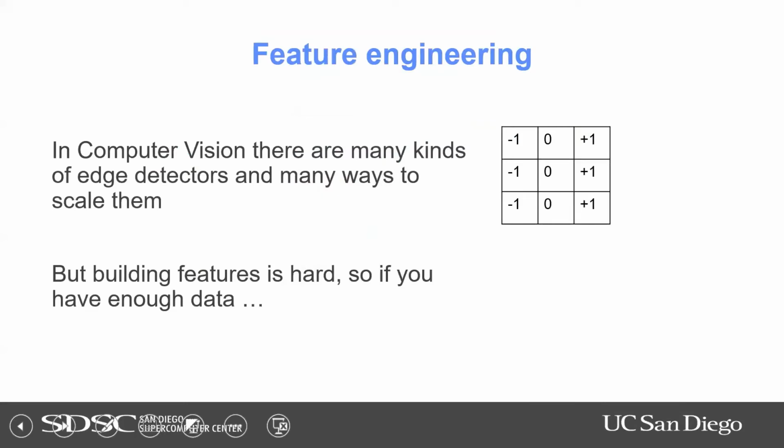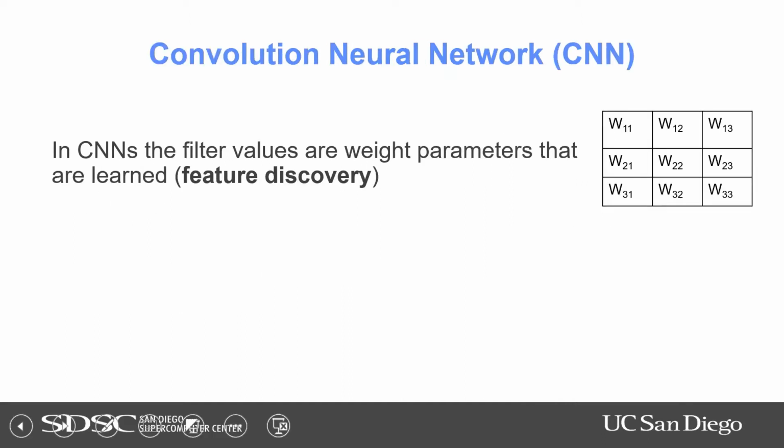In computer vision, there are many kinds of filters that you can look up, and people have suggested this is a good way to filter an image. These are good little things that you would multiply against your patch of pixels. But building features is kind of hard. It'd be nice if you could learn this, and that's the beauty of the convolution neural network. In the convolution neural network, the filter values are the weight parameters, and they're going to be learned. So in some sense, this is the feature discovery part of deep learning. You're not deciding ahead of time what kind of edge you want. You're just letting the network figure out what the features of your little image patches should be.